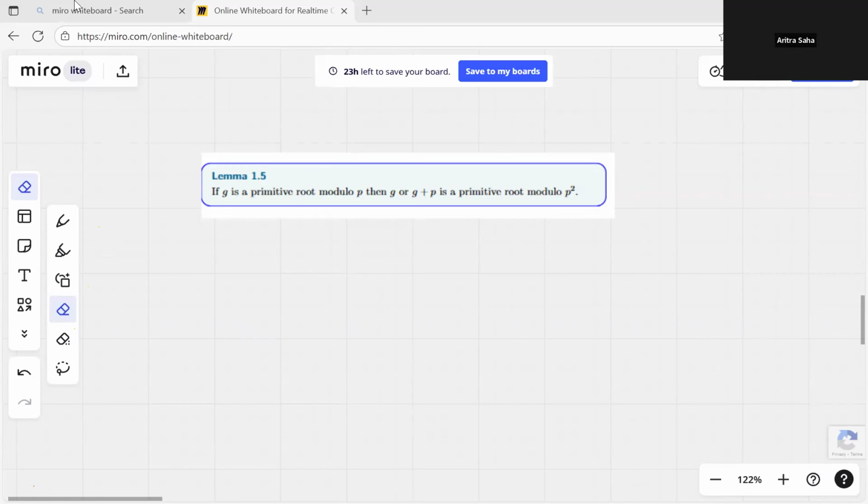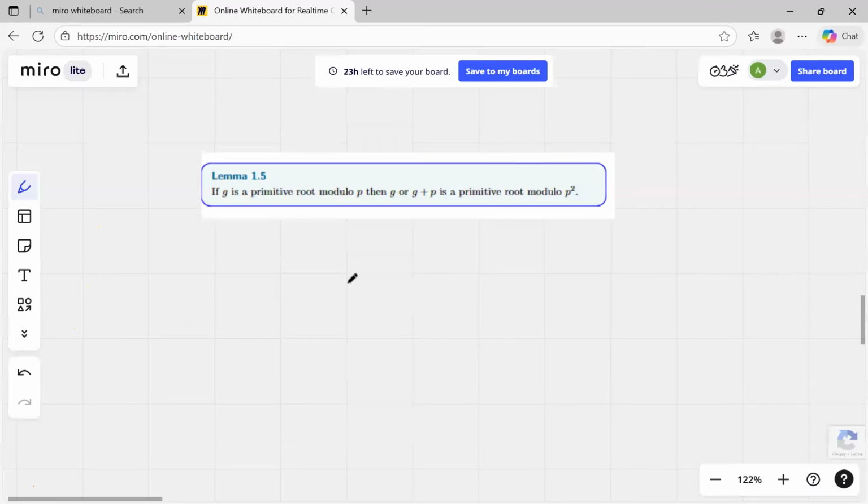Yes, Sanskar. What did you say? Yes, so we obviously know that g and g plus p both are co-prime to p square, right? Thus they must satisfy Euler's theorem. So we know that g and g plus p to the power p into p minus 1 is 1 mod p square.